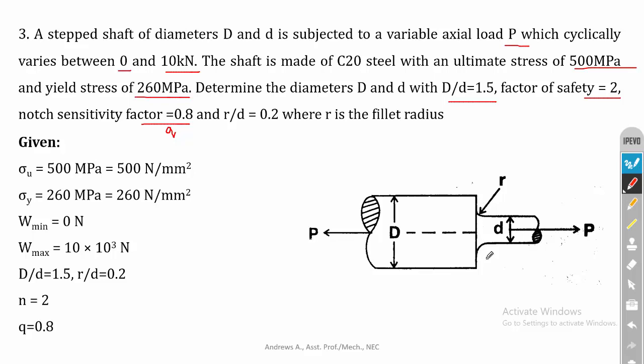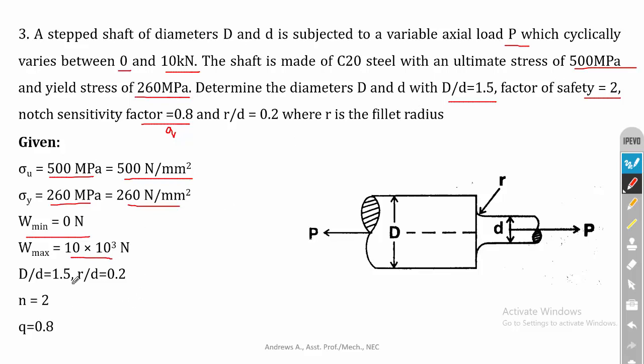So here it is actually a stepped shaft. The shaft is subjected to axial loading. Okay, we can write the given data. Sigma u is 500 megapascal, that is 500 Newton per mm square. Then yield strength is 260 megapascal, so 260 Newton per mm square. The minimum load is 0. So W minimum is equal to 0 Newton and W maximum is equal to 10 kilonewton, so it is 10 into 10 power 3 Newton.